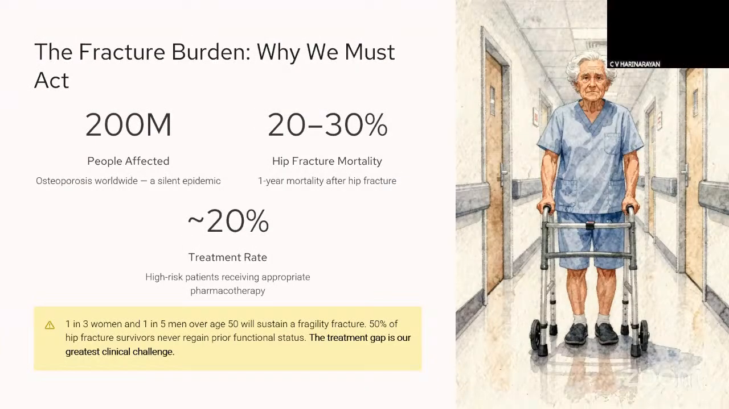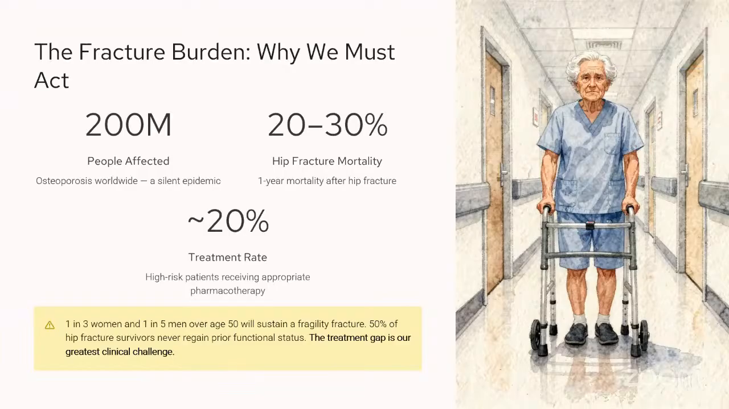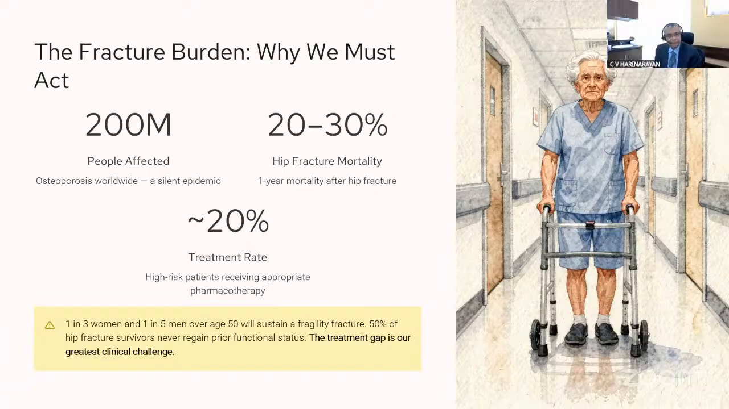20 to 30% have fixed hip fracture mortality within 1 year of treatment of the fracture. So roughly 20% have the treatment failed.